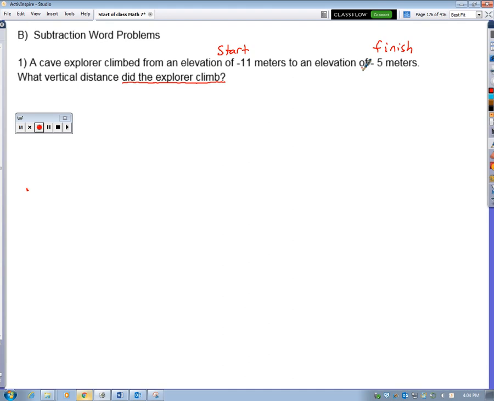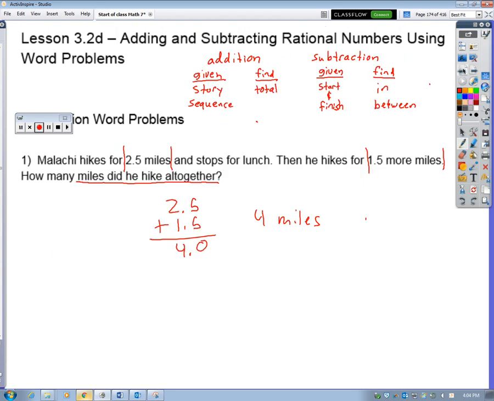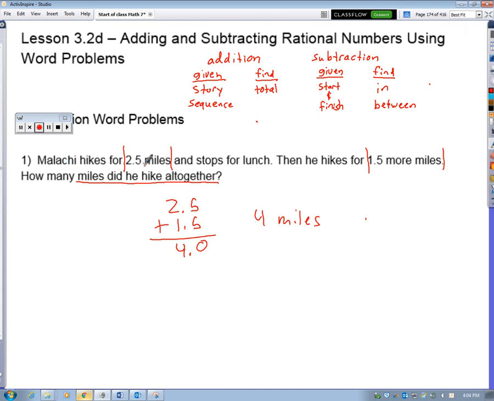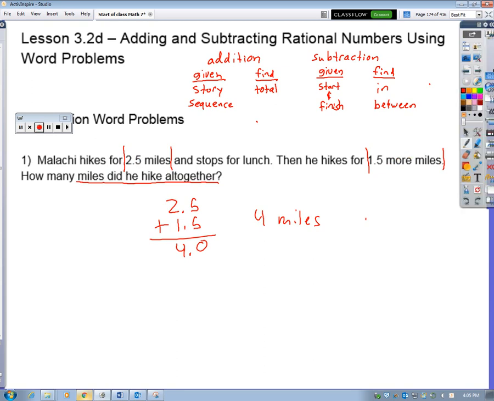I'm going to go backwards just a little bit to help to clear this up. Okay, going back to our addition problem. Okay, look at this one with Malachi. He hikes for 2.5 miles. We have no idea where he started. We just know he went 2.5 miles and then he hikes for another 1.5 miles. It doesn't tell us where he ends. It just says he went this far and then he went this much further.